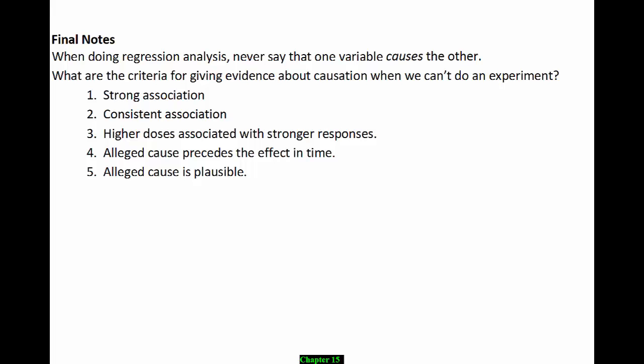So what are the criteria for giving evidence about causation when we can't do an experiment? Again, you show a strong association, consistent association, higher doses associated with stronger responses, alleged cause precedes the effect in time, alleged cause is plausible, etc. You have to work harder in that case to show a causal relationship.